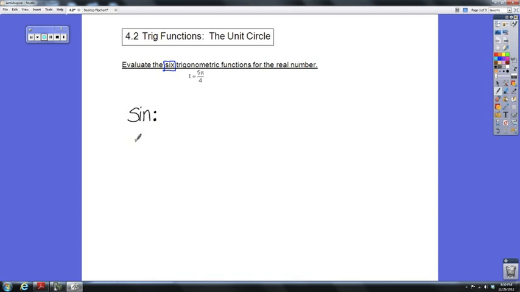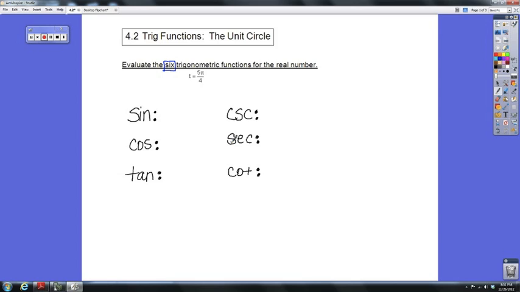We're going to figure out what the sine value is, the cosine value, the tangent value, and the reciprocal of all these. So the reciprocal of sine is cosecant, the reciprocal of cosine is secant, and the reciprocal of tangent is cotangent. And we're going to find all 6 trig functions, and we're going to do this a lot from here on out.